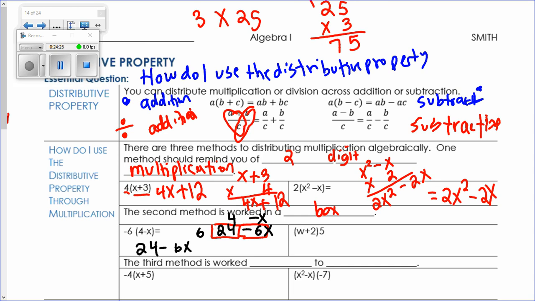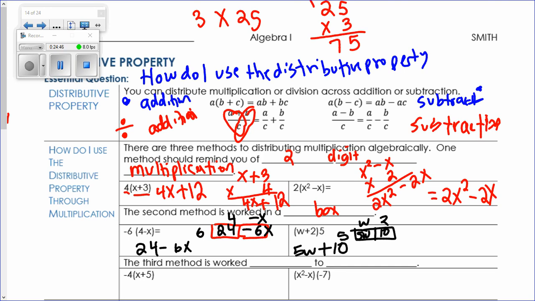On the next one, still got the box, biggest term on top, have w and 2, and then a 5 out to the side. 5 times w is 5w, 5 times 2 is 10. Putting those together, they're both positive. I get 5w plus 10.